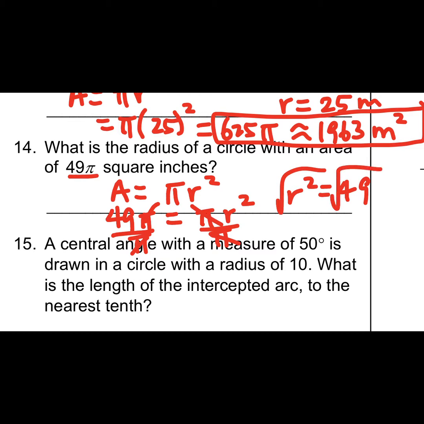And then we need to take the square root of both sides to get rid of the square. So to undo the square, we take the square root. So r is equal to 7, and the unit is inches. So the radius is actually 7 inches.